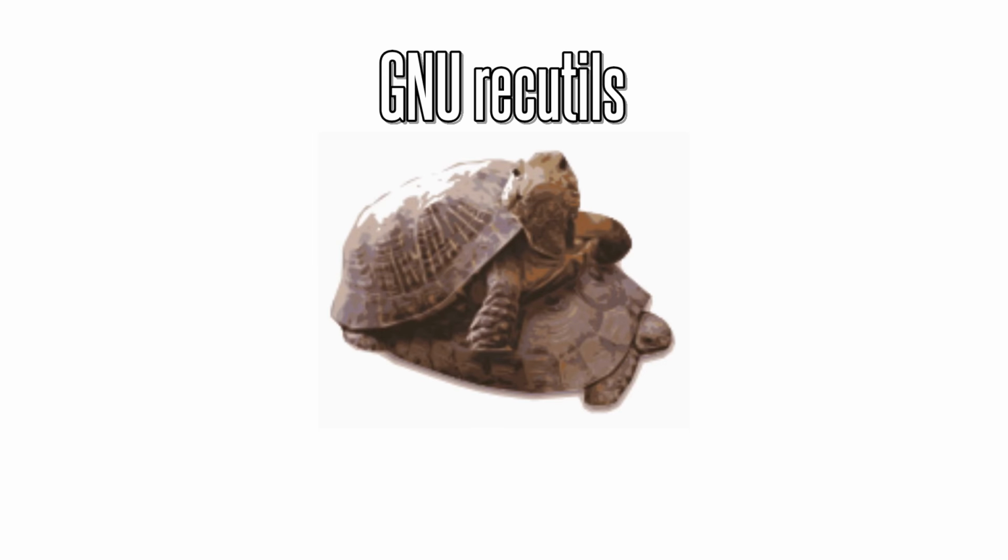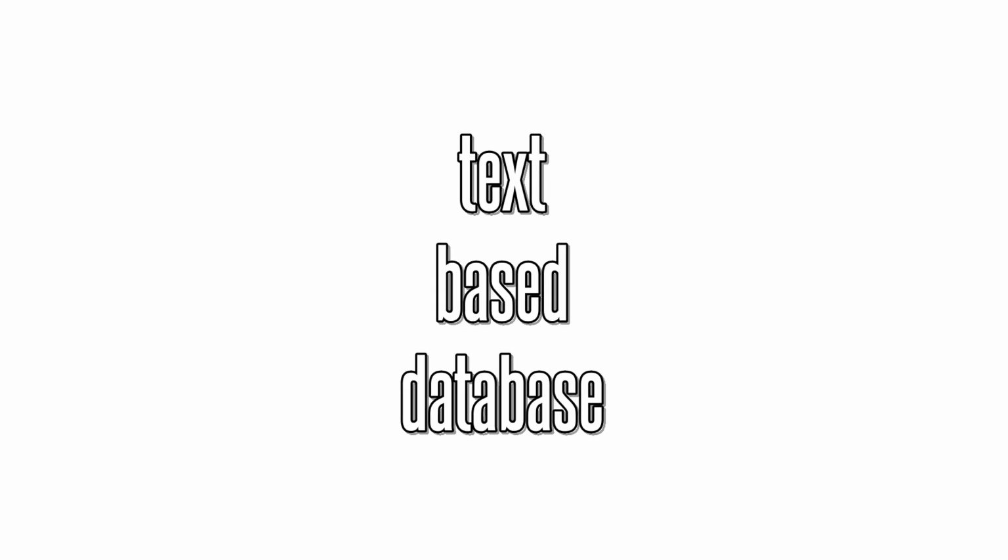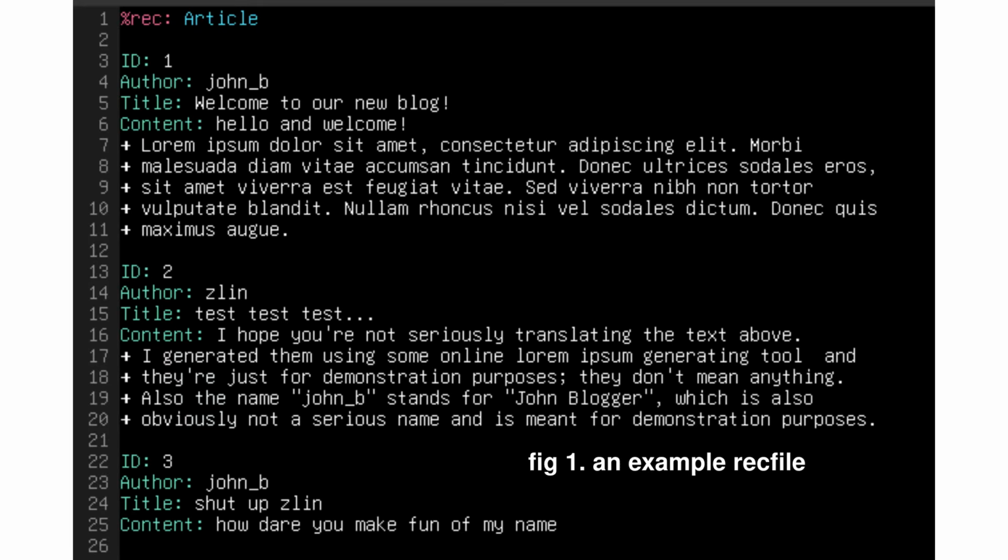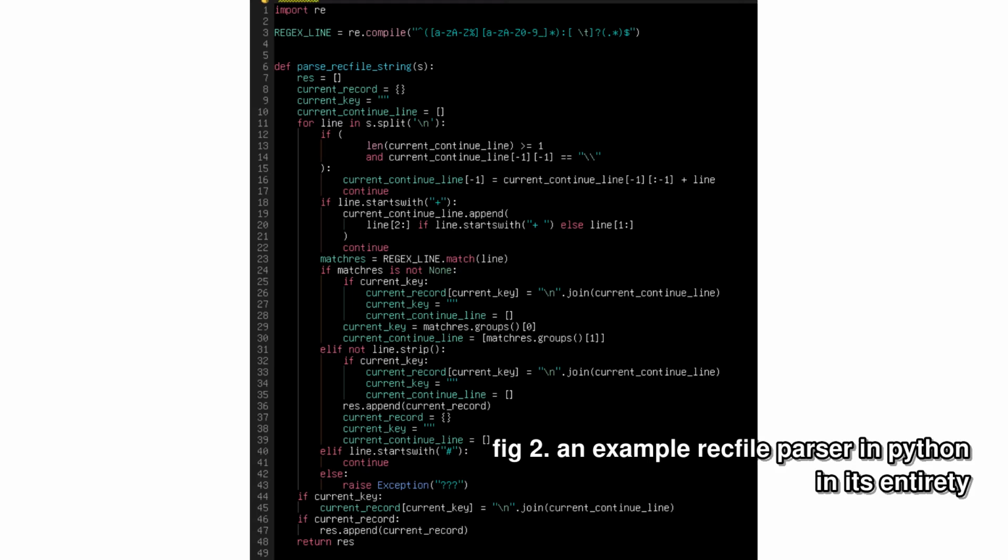GNU recutils is a set of tools and libraries to process a kind of text-based database files called rec files. The format of these rec files is designed in such a way that it is very easy for humans to read, and it is also very easy for humans to write programs that operate on them.